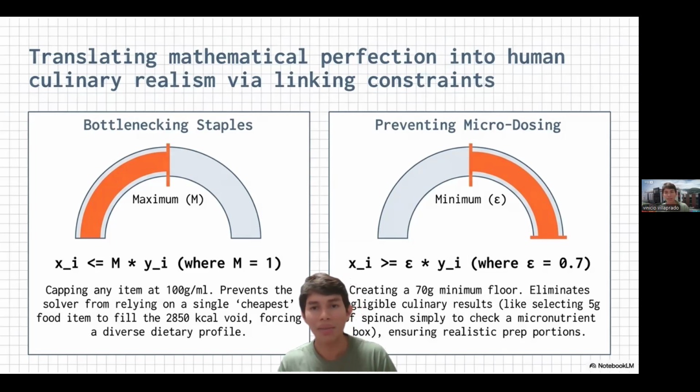For example, if the lower bound does not exist, then in order to fulfill the vitamin K requirements, it could give me something like 0.001 grams of lettuce. That makes no sense.